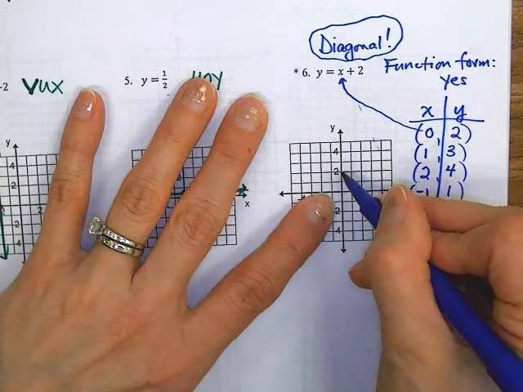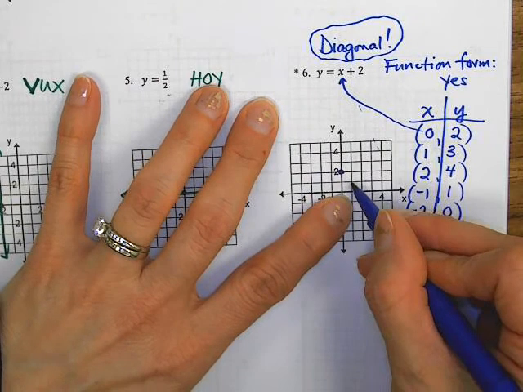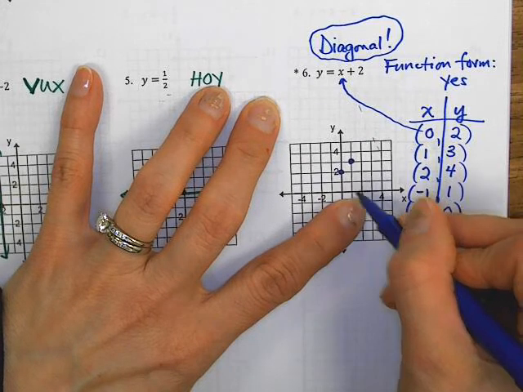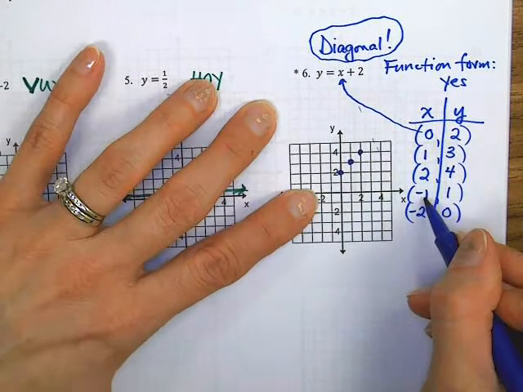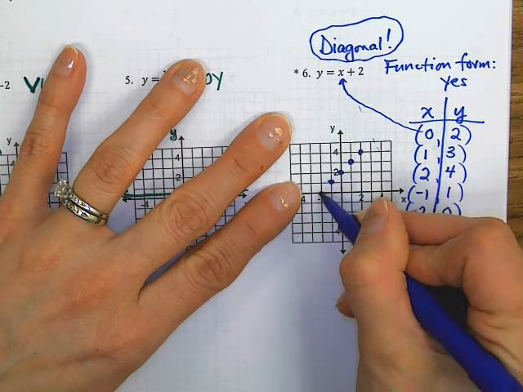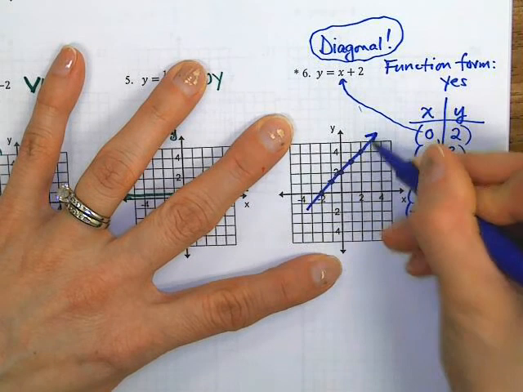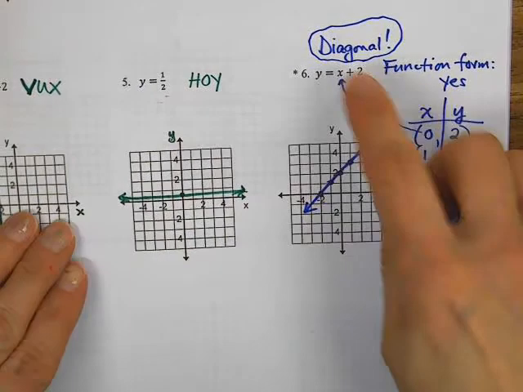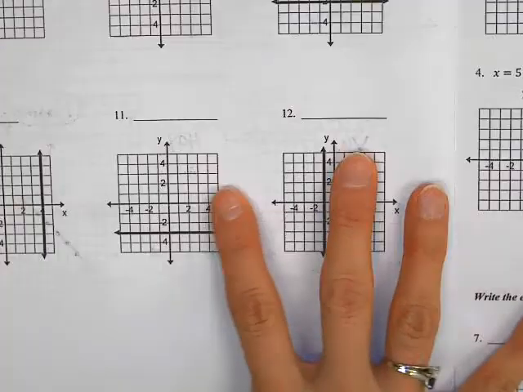0, 2. 1 on the x, and 3 up. 2 to the right, and then 4 up. These are looking good. They're lining up nicely. Negative 1, 1. There we go. Negative 2, 0. They lined up. Nice straight line. Don't forget the arrows. If you see two letters, it's not a vertical or a horizontal. It's the diagonal. All right, let's turn to page 24.